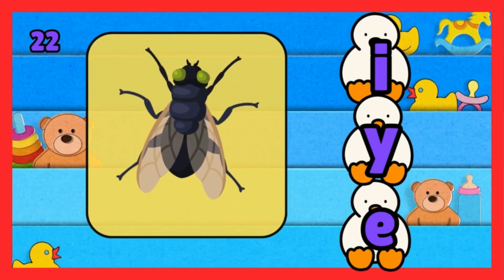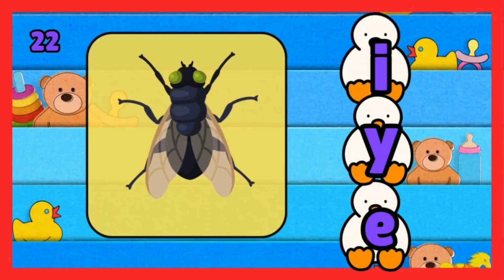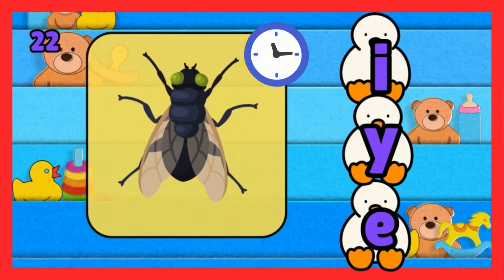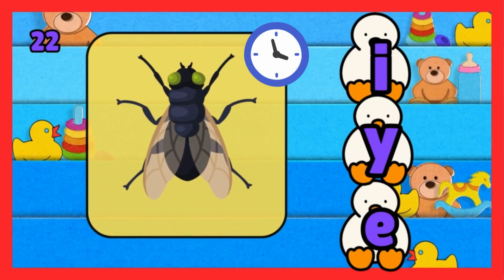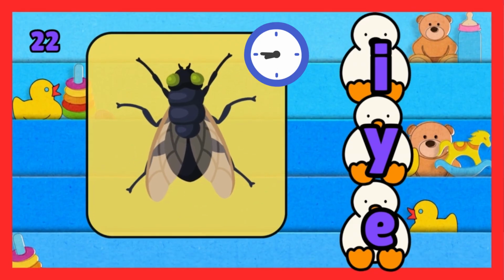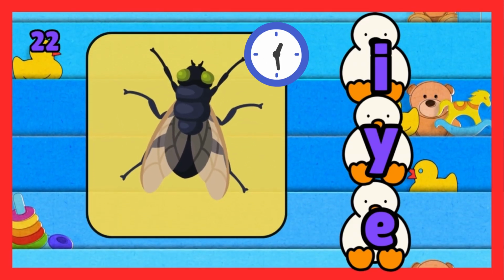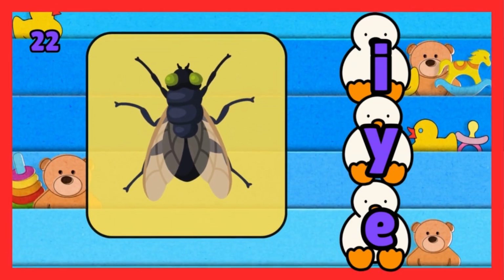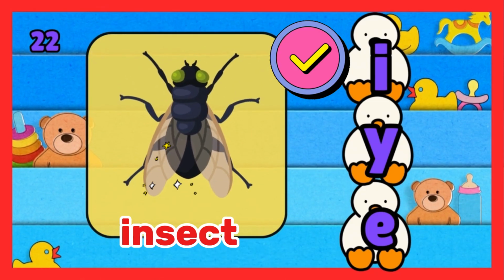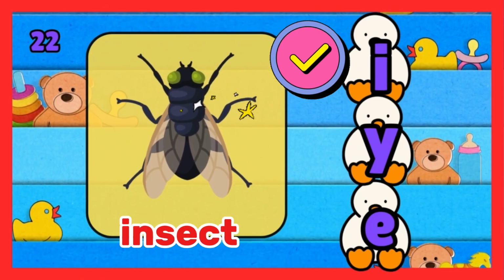What's the beginning letter of the word insect? The beginning letter is I. That's right. The word insect begins with the letter I.